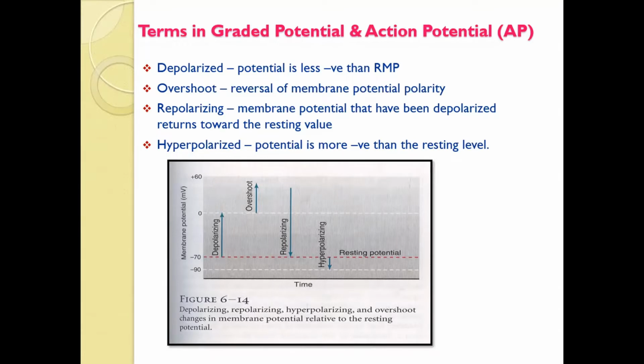Okay, repolarizing is where the sodium ion channels close and the potassium ions flow outward. So that is called repolarizing. The membrane potential that has been depolarized returns to the resting value. Hyperpolarized is when the potential is more negative than the resting level. We will see in which condition it causes hyperpolarized, repolarized, depolarized, and overshoot. We'll see after this.